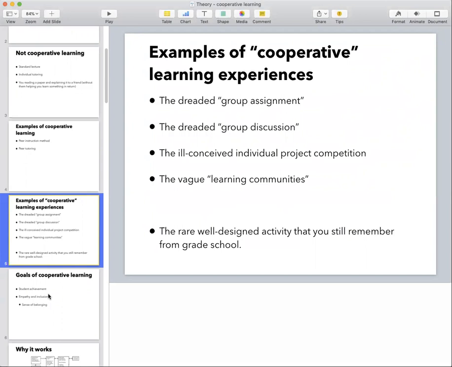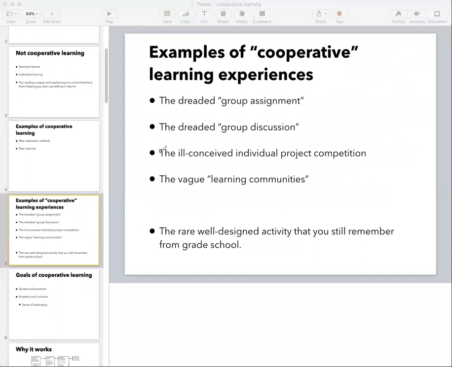Or there is this ill-conceived project competition, which people call cooperative, but really it isn't even cooperative learning because there's no shared learning goal, right? And even if there is a shared learning goal, students are not working together, right? So they're working individually to compete. There are other learning communities which are often vague in what they mean by cooperative learning. And some of them are cooperative learning and some of them aren't. We'll discuss some of these learning communities in class so that you can analyze whether or not they are actually cooperative learning communities.